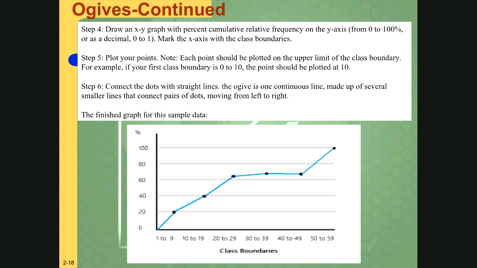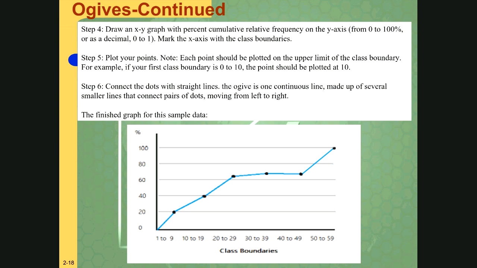And here, continuing, you draw a graph with the percent cumulative frequency on the y-axis from 0 to 100%, or as a decimal 0 to 1. You mark the x-axis with the class boundaries, and you plot your points. Each point should be plotted at the upper limit of the class boundary. So for example, if your first class boundary is 0 to 10, the point should be plotted at 10.